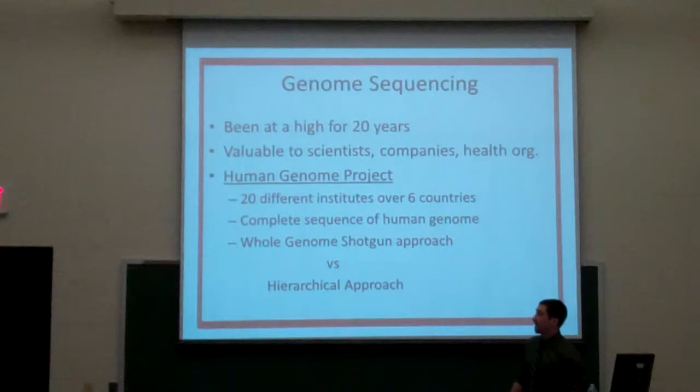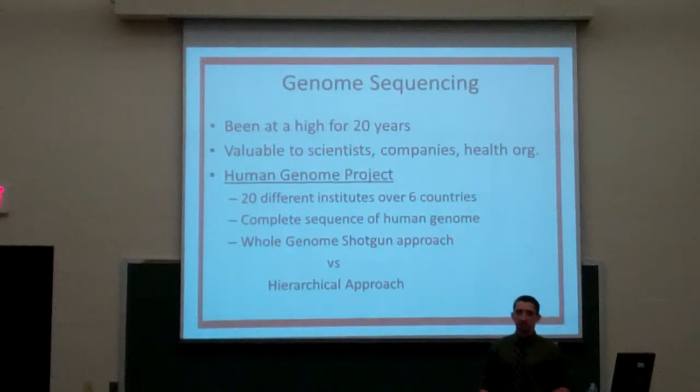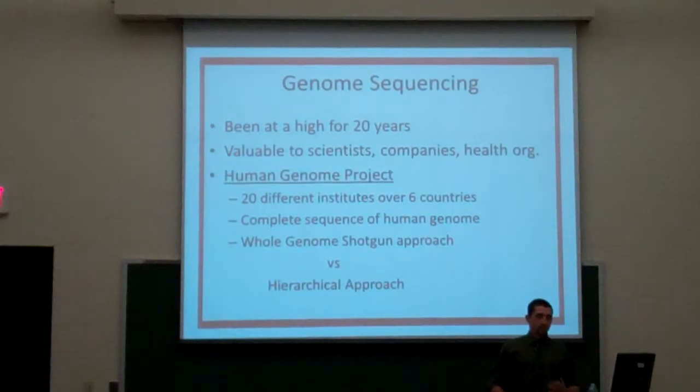Genome sequencing has been at a high for the past 20 years. It's basically due to technological advancements. It's heavily computerized, so that's why we see the growth that we see today. It's very valuable to scientists, different companies, and health organizations. It really exploded during the Human Genome Project, which was done by 20 different institutions over 6 countries. Their goal was to complete the sequence of the human genome. They used 2 different processes called the whole genome shotgun approach and the hierarchical approach.